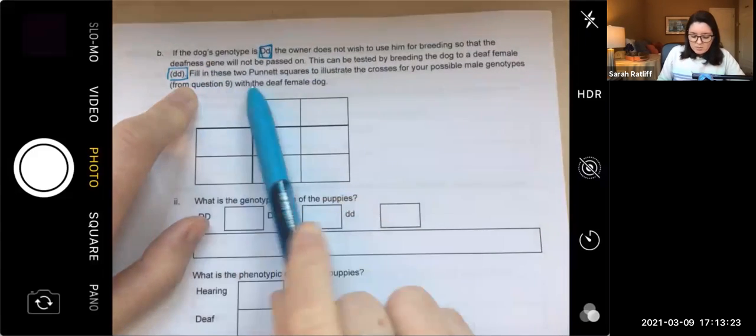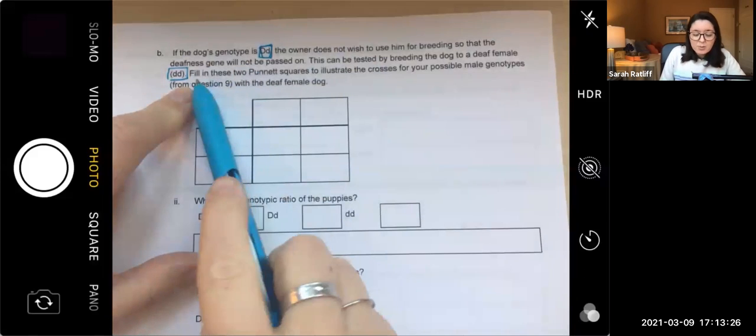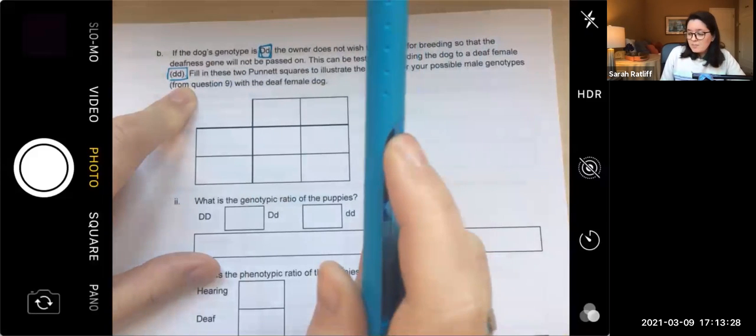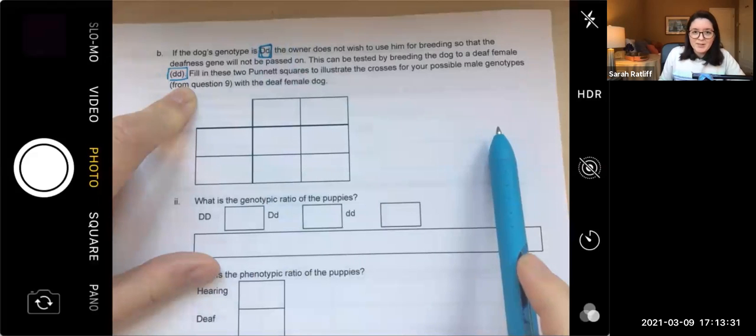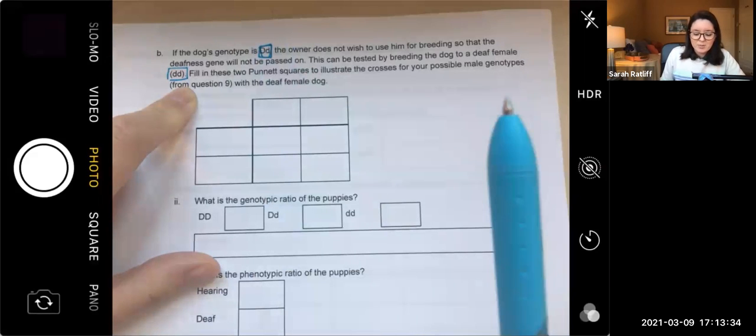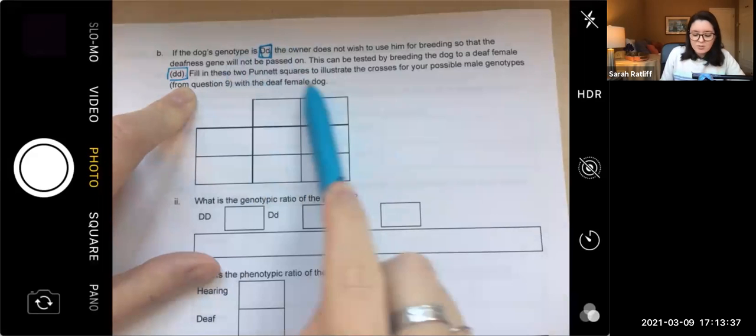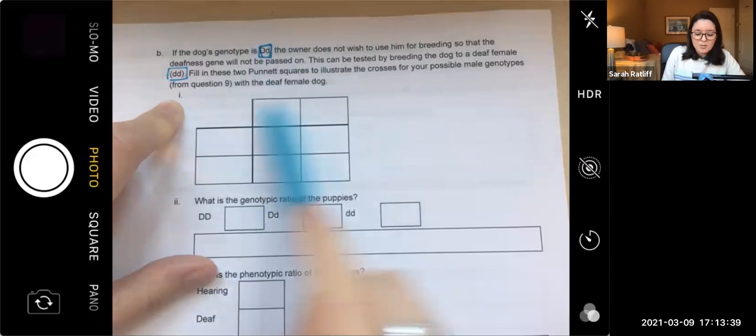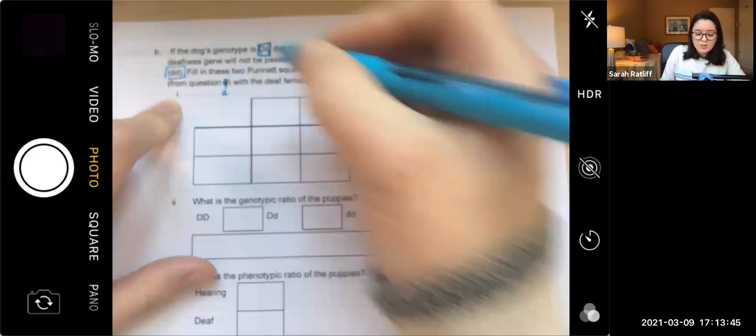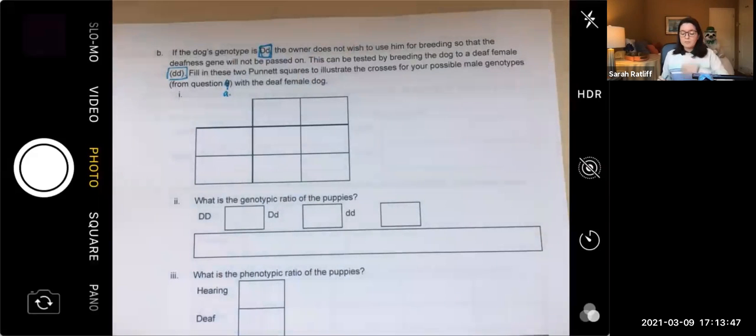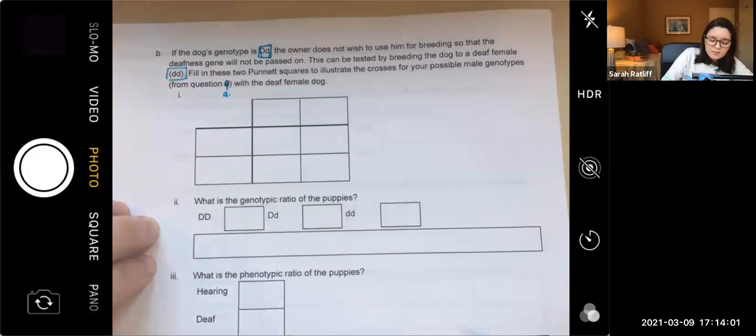Fill in these 2 Punnett, oh, whoops, I should have given you 2 Punnett squares. I will do that on yours so that it won't show up here as I'm doing it, but on the one on the doc I share, you will have 2 Punnett squares. Fill in these 2 Punnett squares to illustrate the crosses of your possible male genotypes from question A with the female deaf dog. Again, I'm going to fix these typos. All right, so we know what the female's genotype is. She's deaf, and deaf is recessive. That means she is going to be little d, little d. We figured that out from the question here.